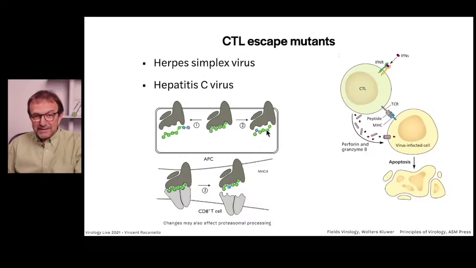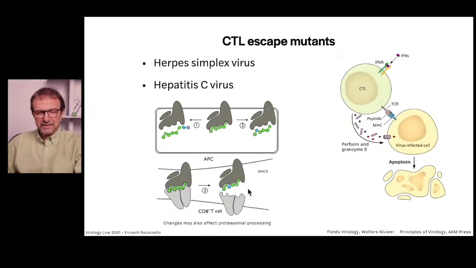Or if it does, it's not recognized by the CTL. So here on the bottom is now the MHC on the surface of the antigen-presenting cell. And here we have an altered T cell peptide, which can no longer be recognized by the T cell. So normally the T cell receptor would recognize the peptide in the context of MHC, in this case 2, because it's an antigen-presenting cell. And then the T cell, the CTL, will kill the infected cell. But if there's an amino acid change, it may not be recognized by the T cell. So that's a CTL escape mutant.